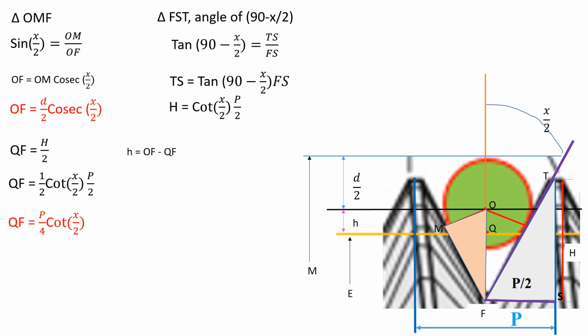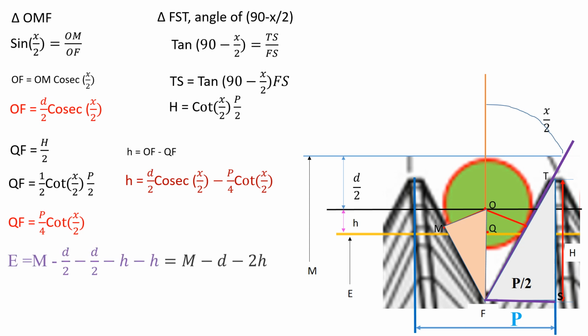So then we have to determine the H value. H is nothing but OQ. So OQ we write down as OF minus QF. OF we determine from the triangle OMF, that value is d by 2 into cosecant of x by 2. Similarly we determine the QF value from the triangle FST, that is P by 4 into cot of x by 2. Then the H value will become OF minus QF, that is d by 2 into cosecant of x by 2 minus P by 4 into cot of x by 2.